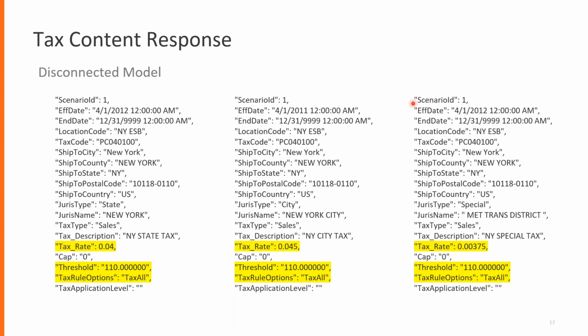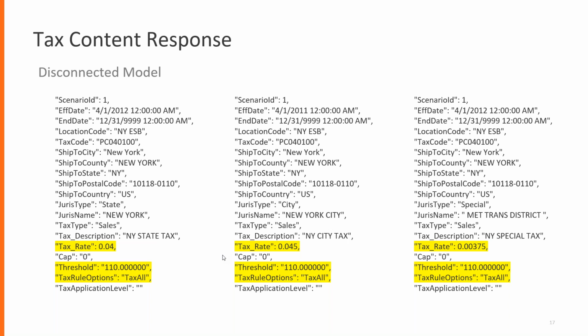Okay. So we have one scenario, and like before, we're going to send back a lot of information. With the tax content, we're only going to send you back the little snippets. So for each location plus tax code, and the jurisdictions that cover that location, we're going to send you back the rate information. So here we can see that the New York State rate is 4%. The New York City rate is 4.5%. And the tax rate for the Special Metropolitan Transit District is 0.375%.